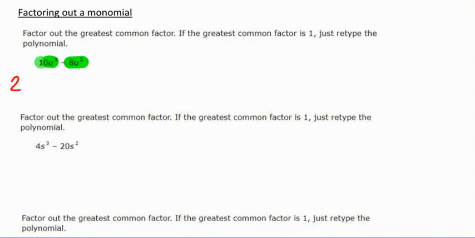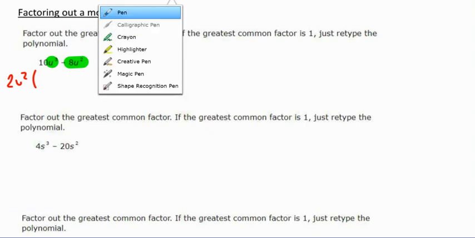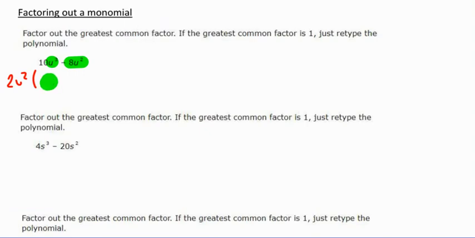Now let's look at our u cubed and u squared. We're going to choose the smaller exponent, because u squared is u times u, and u cubed is u times u times u. What's common in both is 2 u's, so u squared. Now you want to place a parenthesis.